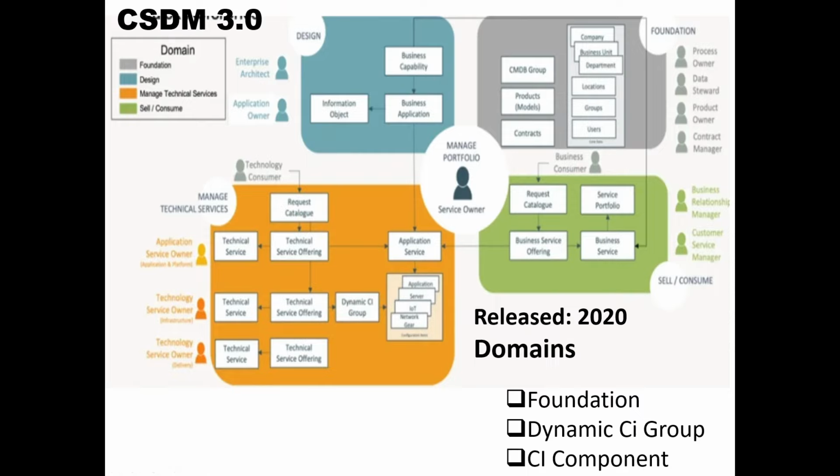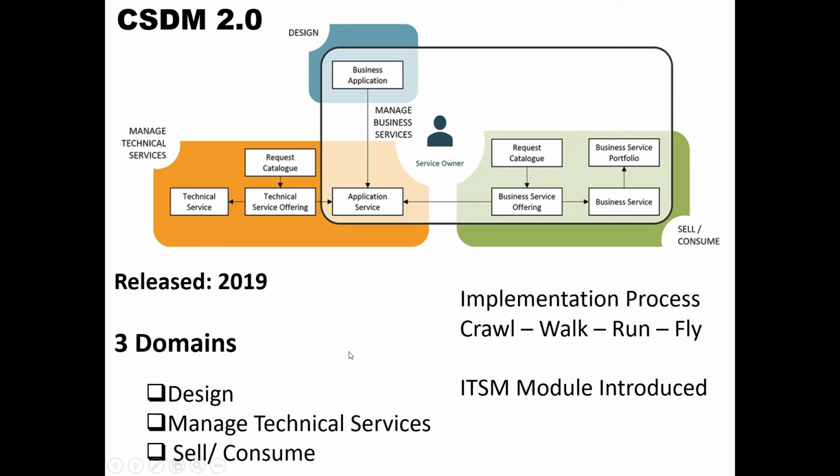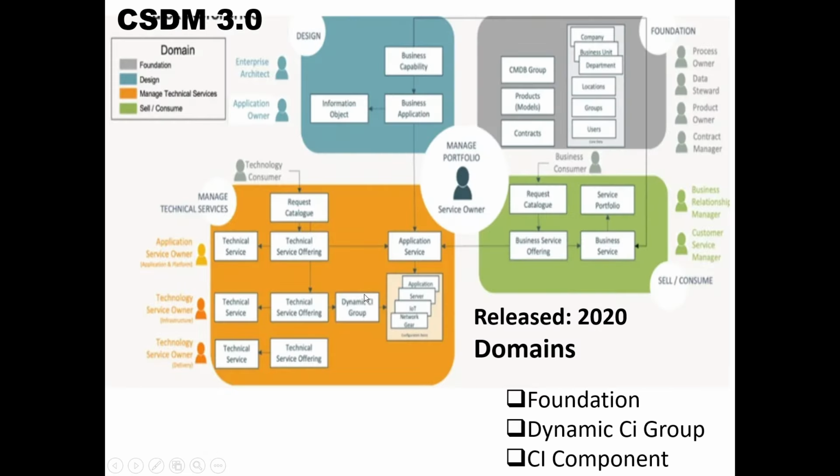Customer says, can you develop something for me in Java? Do you have the capability? Yes, I have the capability here. So this has been introduced here, plus the information object has been added. Also, two new roles have been added here, but the major changes have been done on this particular part. Number one, three new roles have been added here, and number two, the dynamic CI group has been added.